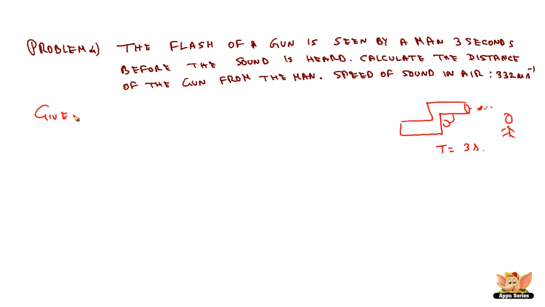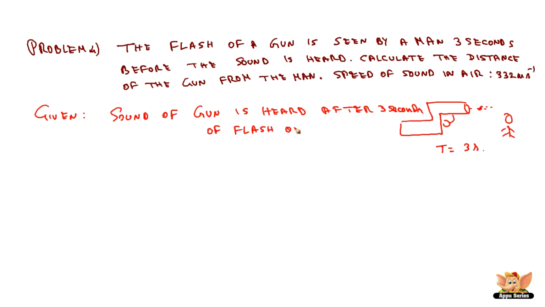So what is given? The same wordings: the flash of a gun is seen by a man 3 seconds before the sound is heard, means he has heard after 3 seconds of the flash of the gun. And the speed of sound in air is given, V is 332 meters per second. So we need to find the distance between the gun and the man.